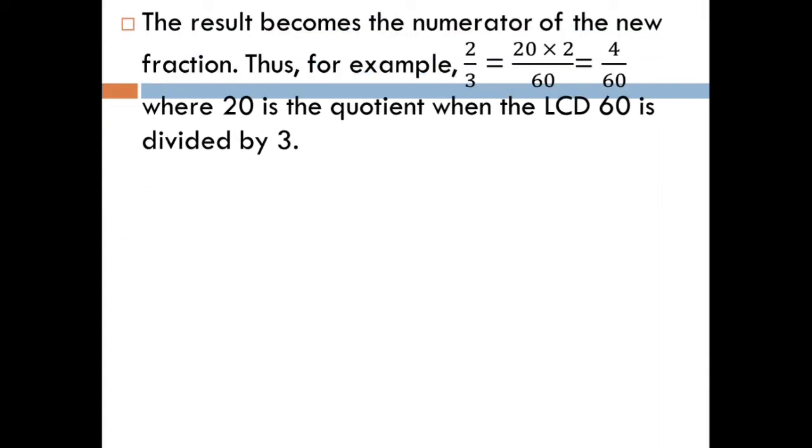So, our solution. The result becomes the numerator of the new fraction. Thus, for example, our LCD is 60. 60 divided by 3, we have 20. 20 times 2, we have 40. Just add a 0, I forgot to write the 0. So 60 divided by 3, we have 20, times 2, we have 40 over 60, where 20 is the quotient when the LCD 60 is divided by 3.